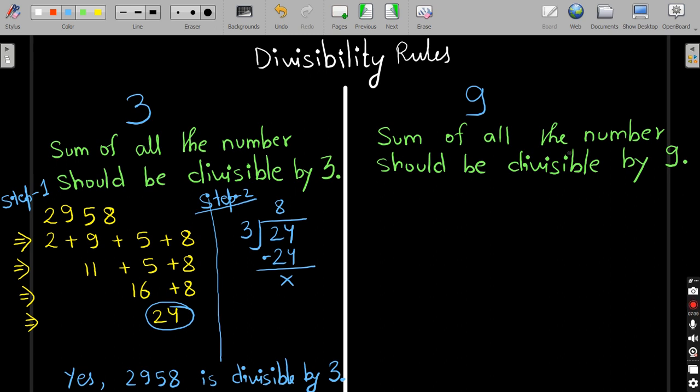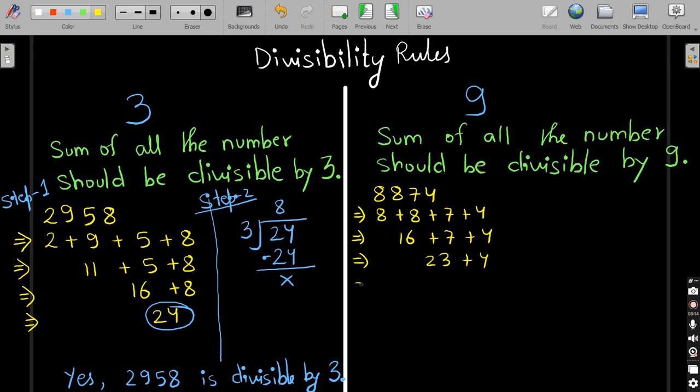Now let us start with the same rule: the sum of all the numbers should be divisible by 9. In this condition also, let us take one example so that it will be easy for us to understand. Let us take the number 8874. Now how will we check it? I told you, the sum of all the numbers: 8 plus 8 plus 7 plus 4. Let us do it step by step. 8 plus 8 is 16, plus 7, plus 4. 16 plus 7, how much will I get here, dear student? 23, plus 4. After adding, how much will I get? 27. I got the number.